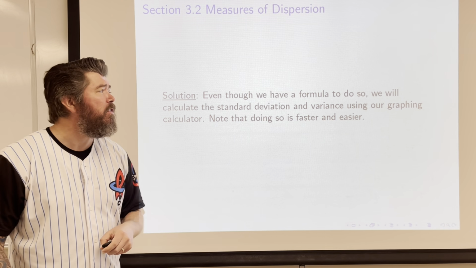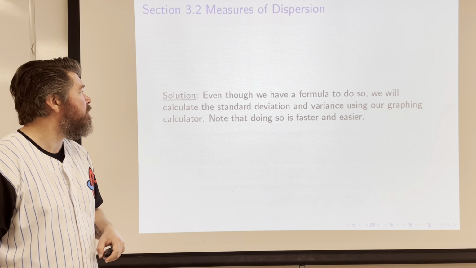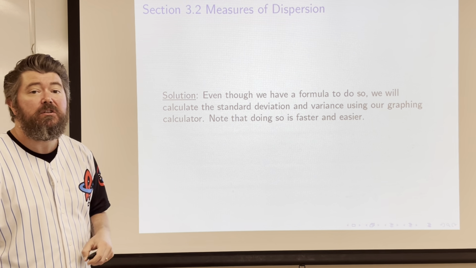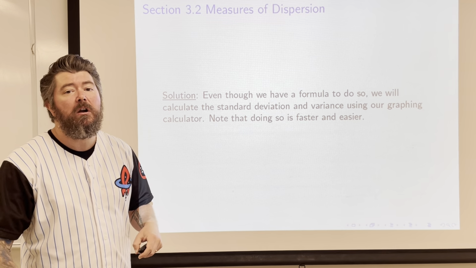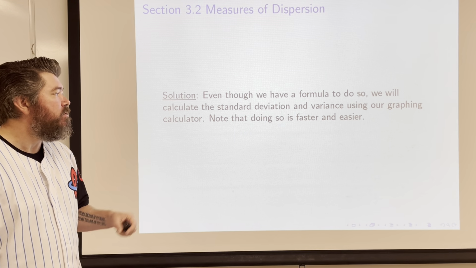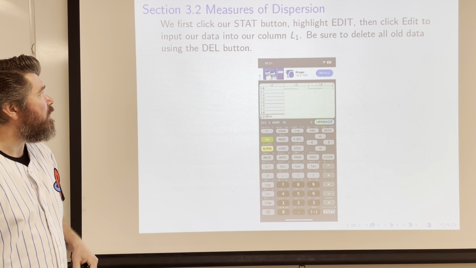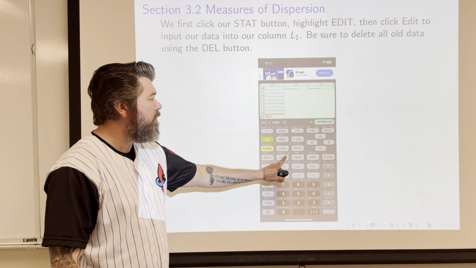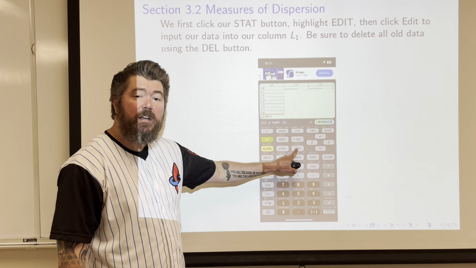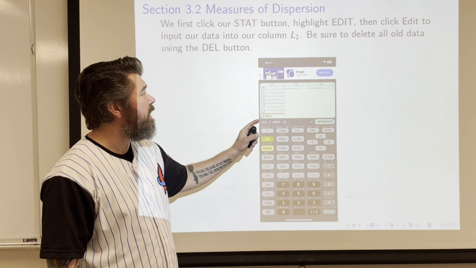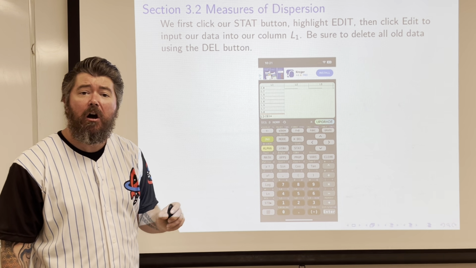So again, even though we have a formula to do so, we will calculate the standard deviation and variance using our graphing calculator or our smartphone app. Doing so is faster and much easier. So again, we're going to utilize our stat button. This is a very nice button for this chapter. Our stat button, and then we're going to click edit so that we can edit our columns here.